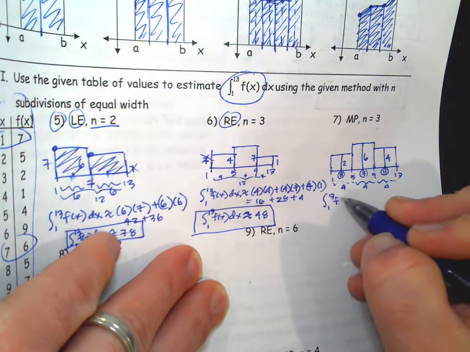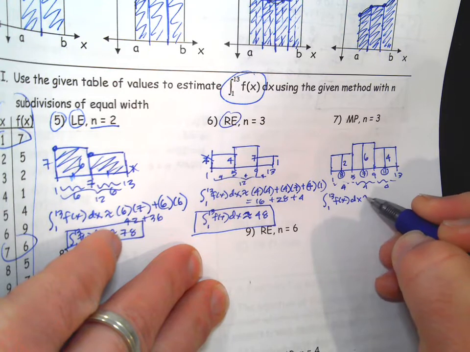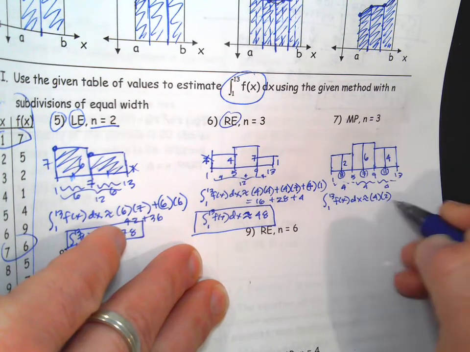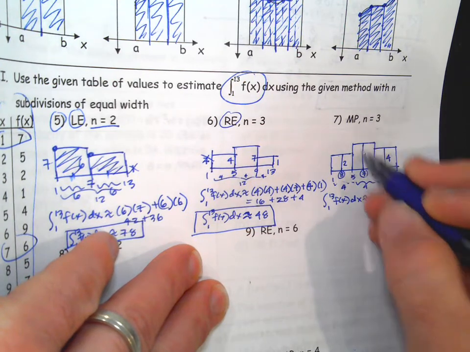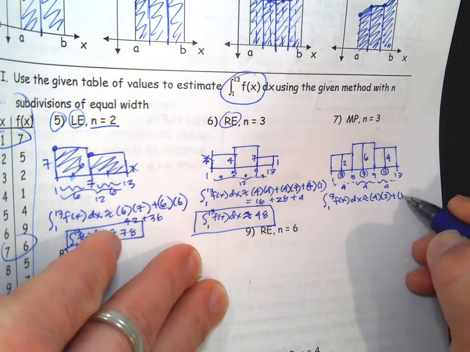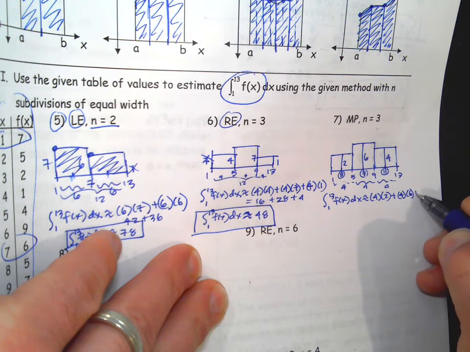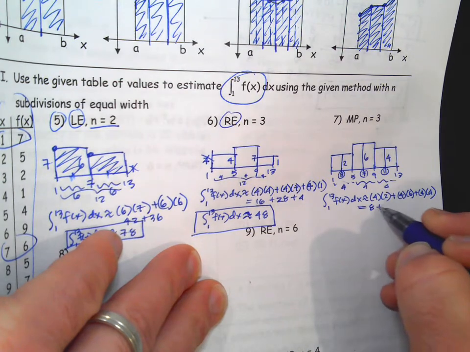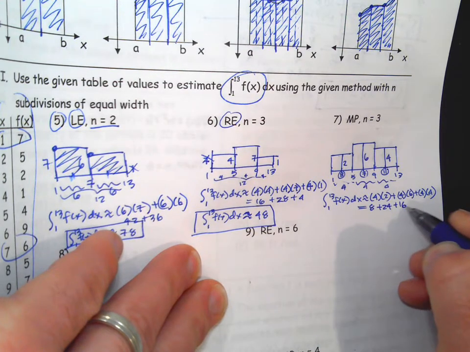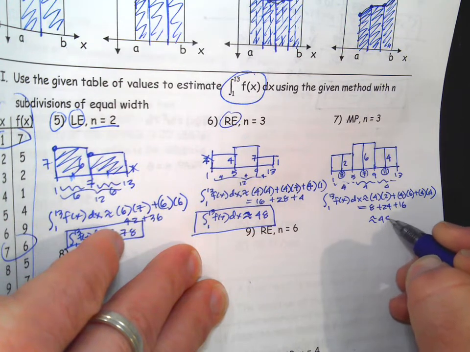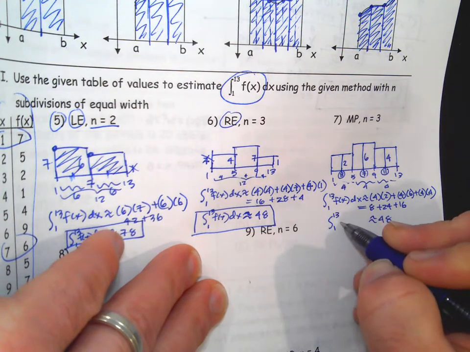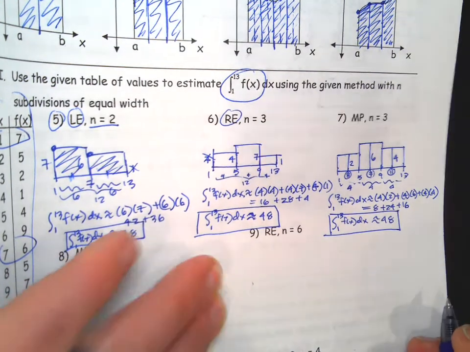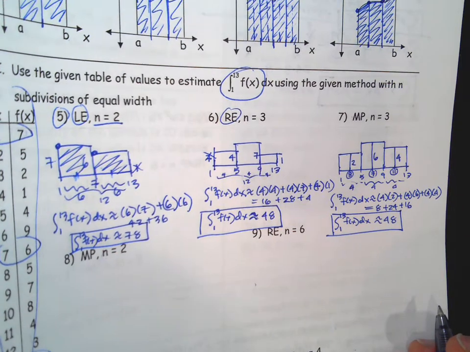So the integral from 1 to 13 of f of x dx is approximately base 4 times 2. So the 3, 7, and 11 don't show up in your calculations. We had to look up the values there. And then 4 times 6, and then 4 times 4. So that's going to be 8 plus 24 plus 16, which is 48. So the integral from 1 to 13 of f of x dx is approximately 48. All right, that's how we do it.